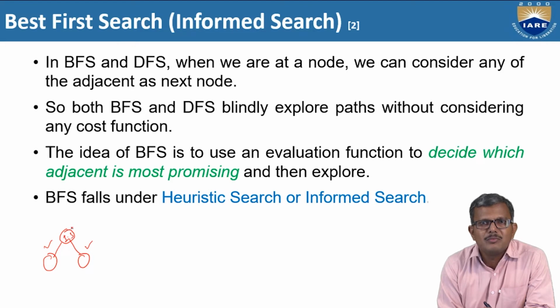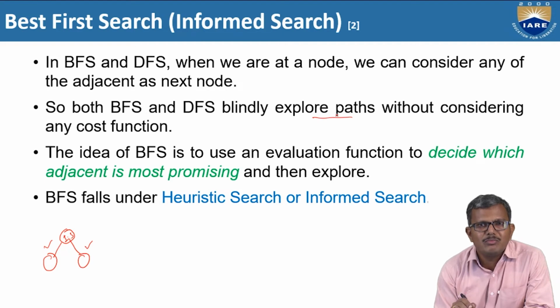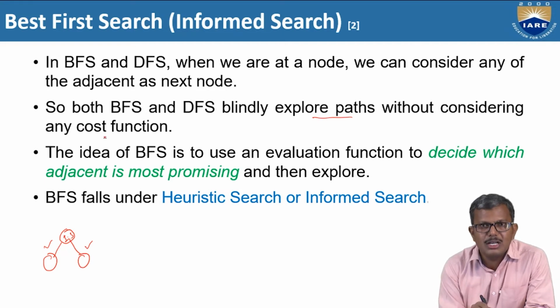You can select them. That means our first duty is we need to explore the paths without considering the cost function. When we are trying to identify the successor nodes to this initial state, we least bother about the cost. Why?